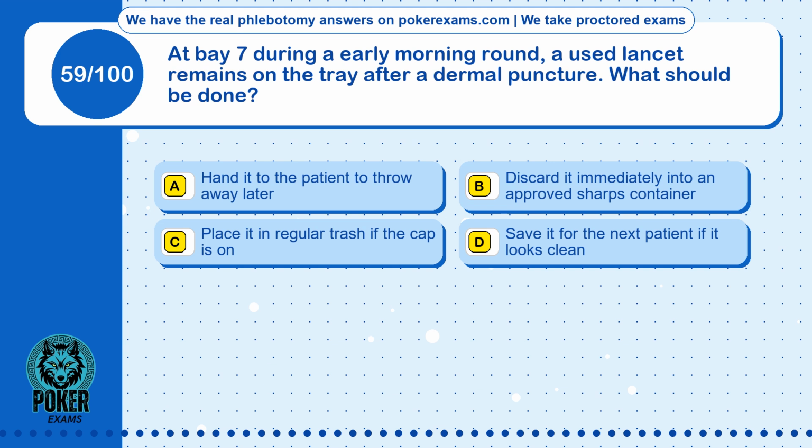Question 59. At Bay 7 during an early morning round, a used lancet remains on the tray after a dermal puncture. What should be done? Option A, hand it to the patient to throw away later. Option B, discard it immediately into an approved sharps container. Option C, place it in regular trash if the cap is on. Option D, save it for the next patient if it looks clean.